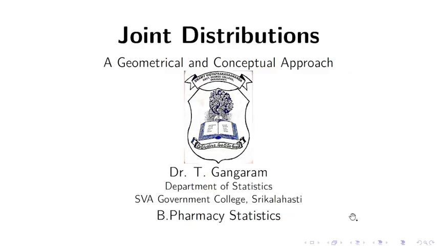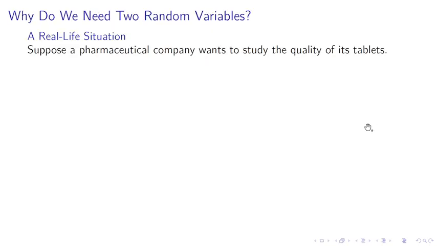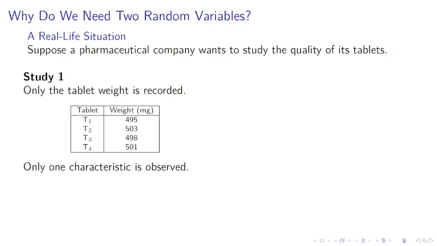In this video lecture, we will discuss joint distributions, a geometrical and conceptual approach. Here, why do we need two random variables? In real life situations, particularly in a pharmacy company, it wants to study the quality of its tablets.